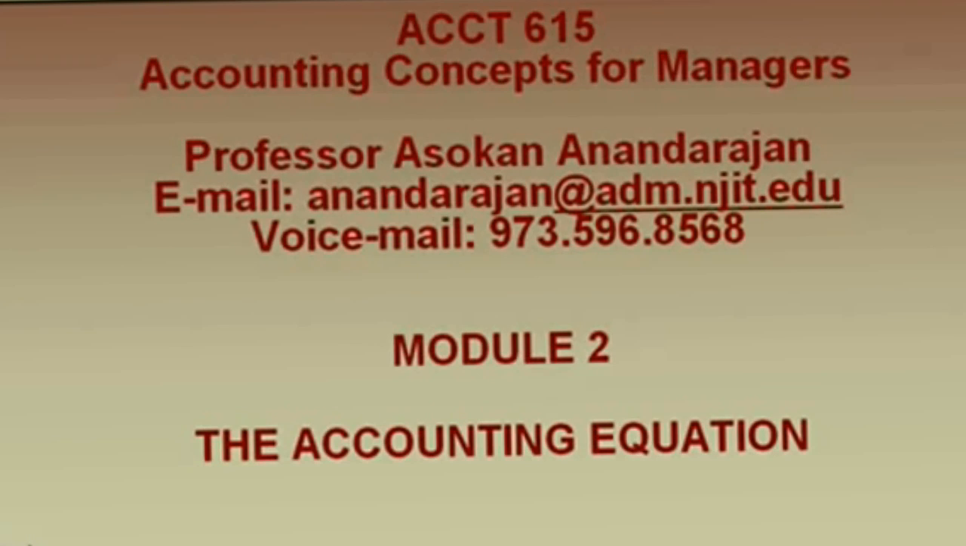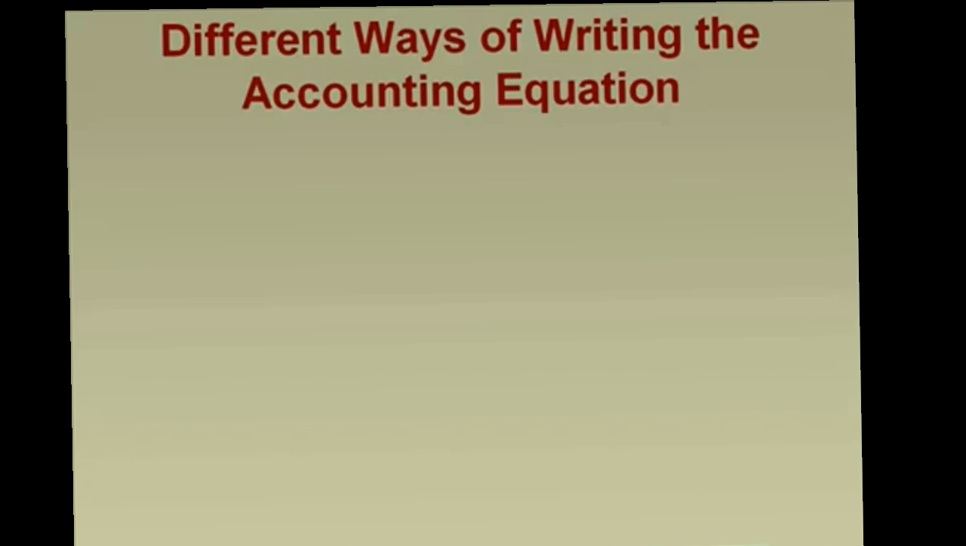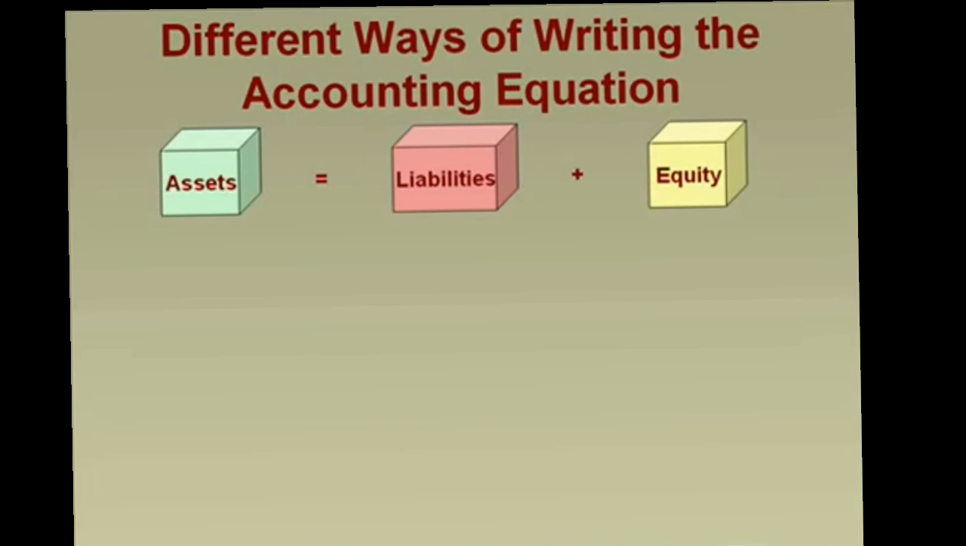Welcome to Module 2. It's entitled The Accounting Equation. The three components we talked about, namely assets, liabilities, and equity, are linked by an equation. This is the most famous equation in accounting, and believe it or not, you've seen it before in Module 1. The equation is assets equals liabilities plus equity. Does that ring a bell?